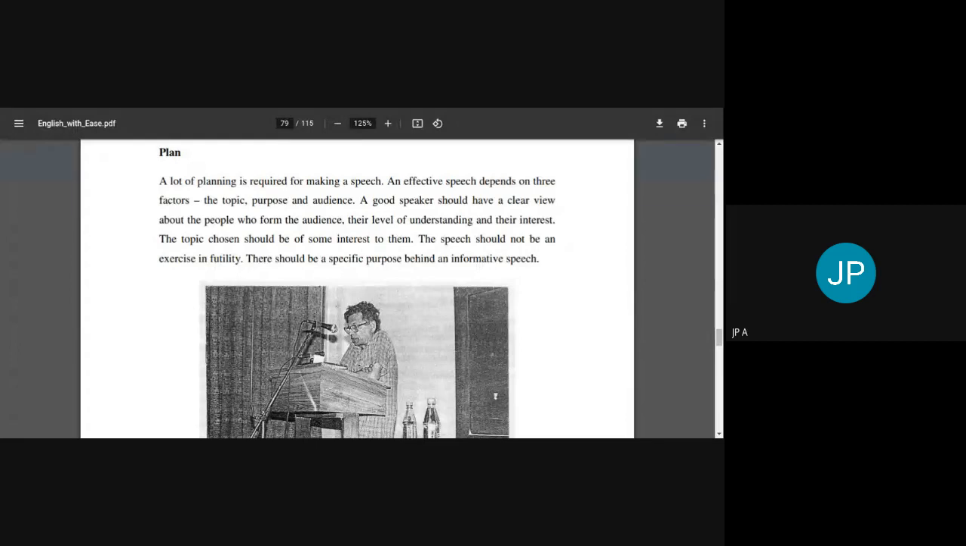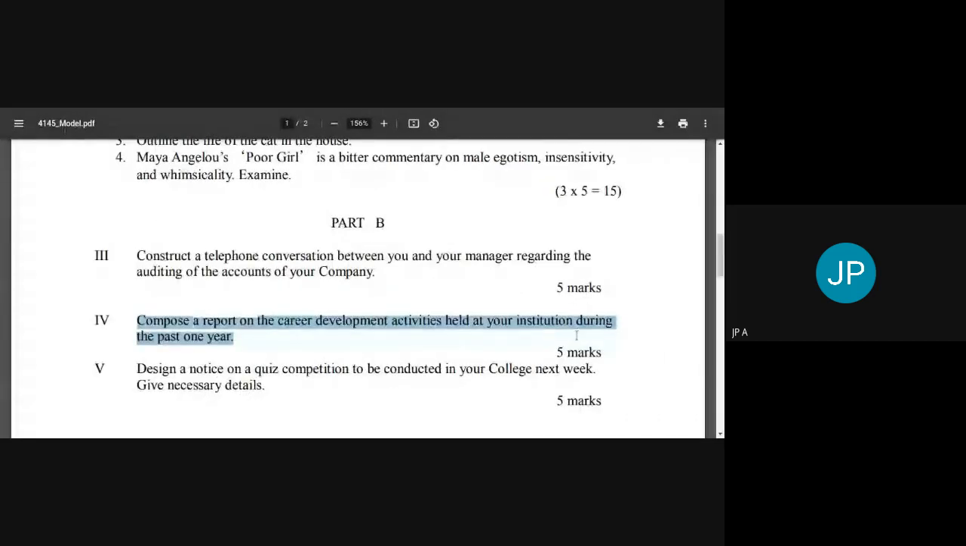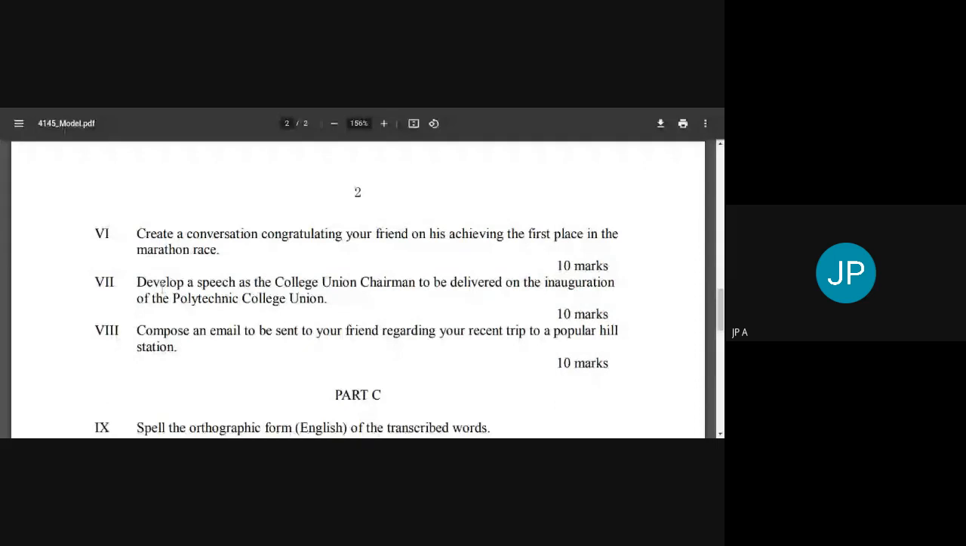If you look at this question, here, okay, the role is here. Your role is mentioned here as the college union chairman. This is the role. Occasion is given here. The occasion is given here. Situation, another situation, and the place, audience. If it is a college, usually a large number of the audience will be the students. We need to know these things if you have to prepare a good speech.